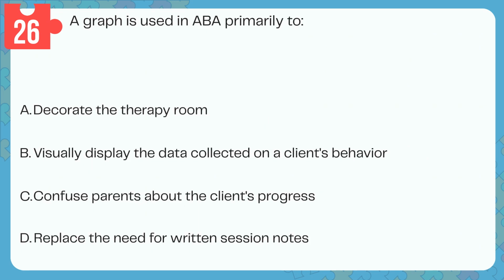Question 26. A graph is used in ABA primarily to A. Decorate the therapy room. B. Visually display the data collected on a client's behavior. C. Confuse parents about the client's progress. D. Replace the need for written session notes.